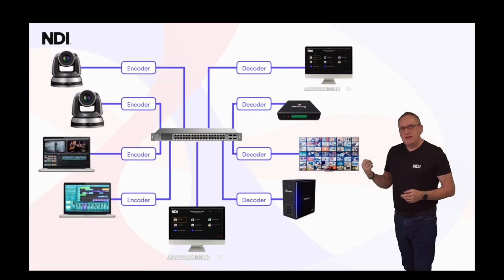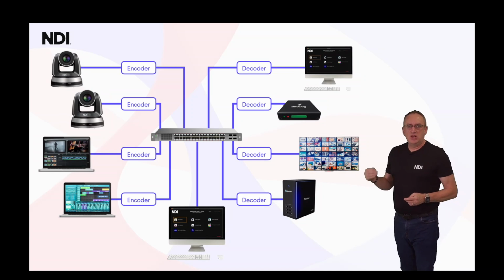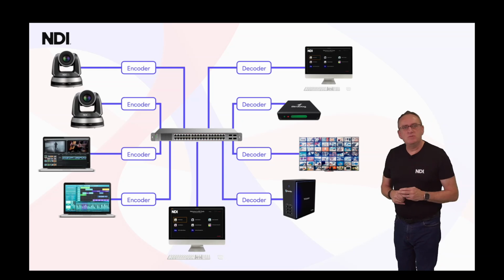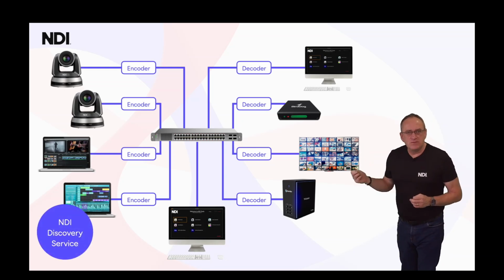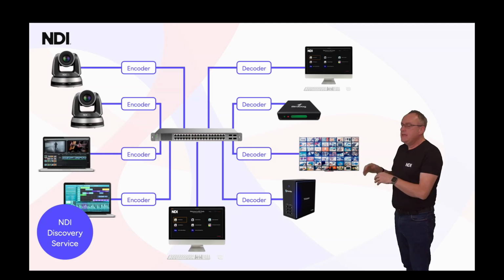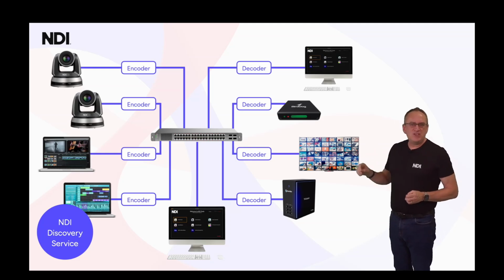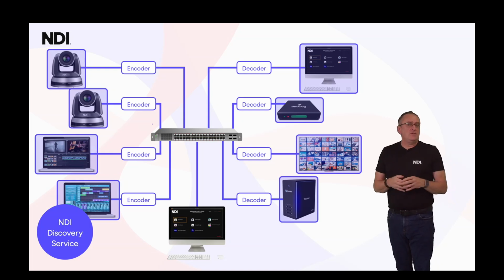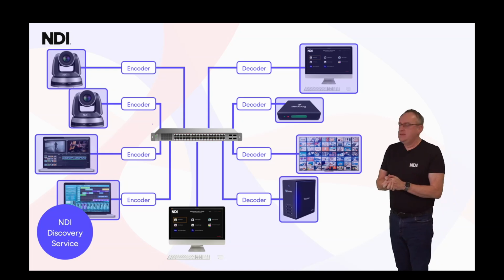So as we've discovered, mDNS is highly effective for small to mid-sized networks, but larger, more segmented networks can often experience issues with multicast traffic. So this is where NDI's Discovery Service provides a really elegant solution. The Discovery Service acts as a centralized registry for NDI devices, reducing the need for multicast traffic and allowing devices to be discovered across different subnets.